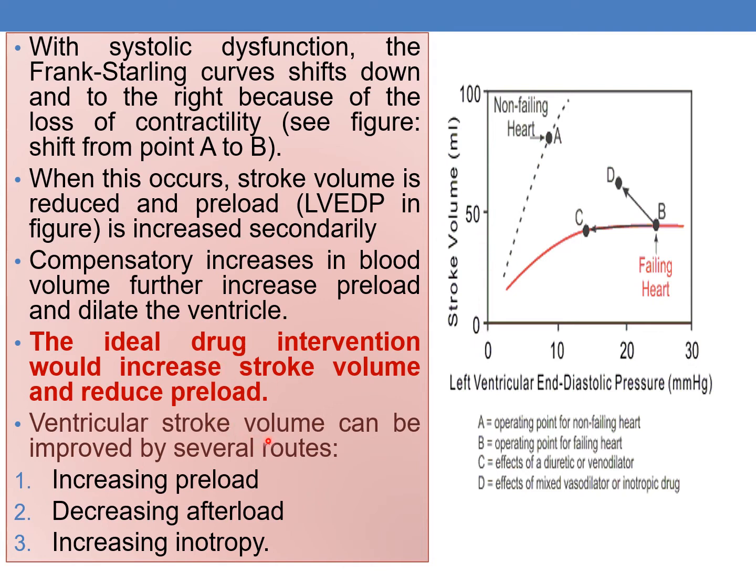Ventricular stroke volume can generally be improved by several routes. The first is increasing preload, then decreasing afterload, and increasing inotropy. In order to increase the ventricular stroke volume, increasing preload has a deleterious effect in heart failure patients, so this route is not employed. Decreasing afterload and increasing inotropy are employed in therapeutic interventions.